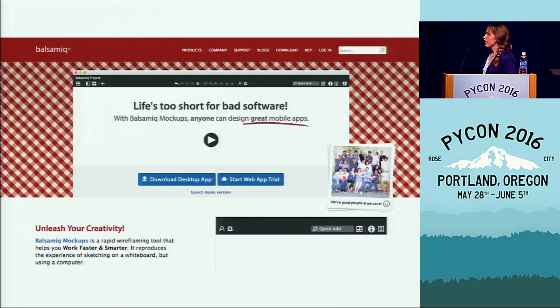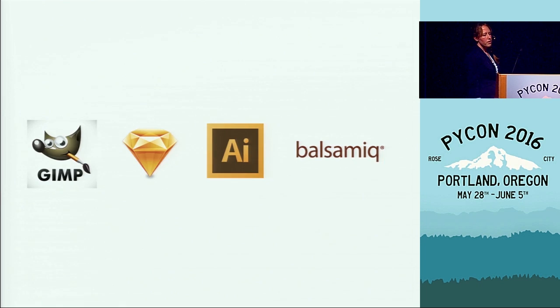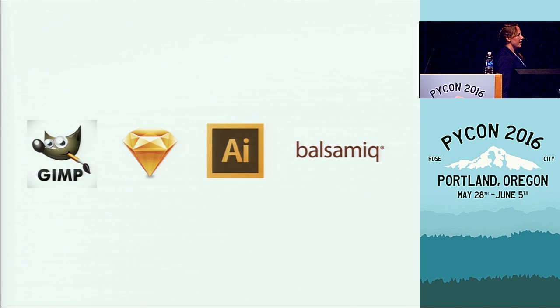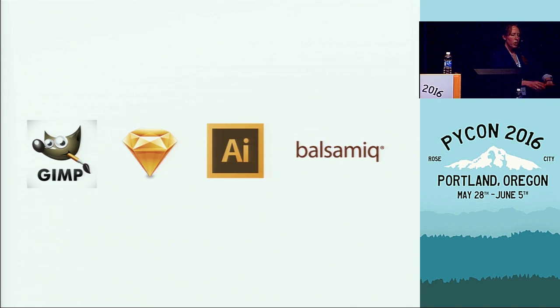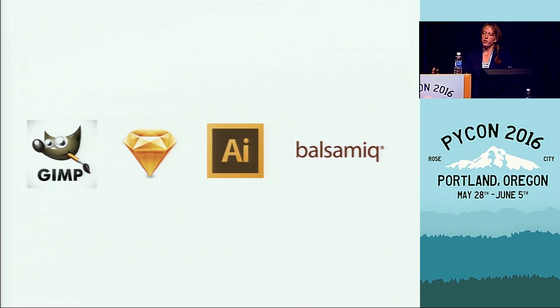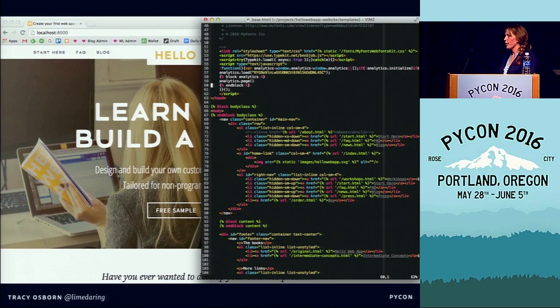And there's a lot of different services out there like Balsamiq for wireframes that are really great. You can use anything. You can use GIMP, Illustrator, Sketch, Balsamiq, whatever system works for you, create your boxes and lines and text. It makes it a little bit easier than just jumping straight into HTML. It makes it easier to move things around. And then build it, of course, which is a whole other presentation.